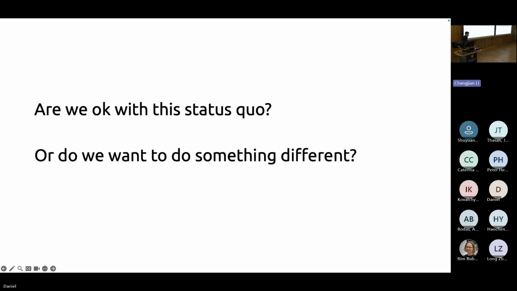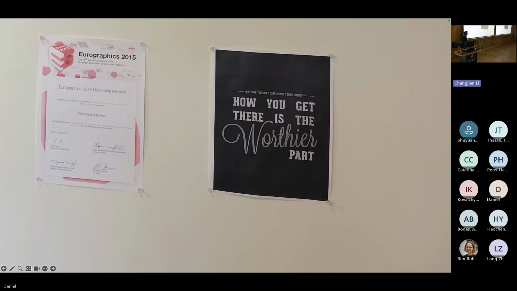And when I think about my answer to this question, I think about this part. This is on the wall of my office back at Brown University. Not the Eurographics Award, this thing on the right. This is a little poster I have up. This is a quote from a television show that stuck with me for many years. How you get there is the worthier part.